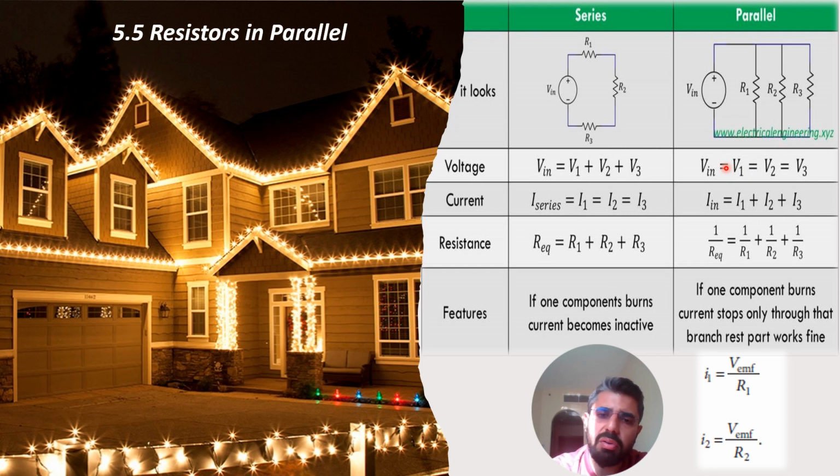What about the voltage? If you remember, in series, we add the values of the voltage. But in a parallel circuit, the voltage across the sections is the same everywhere. So the voltage across R1 is equal to the voltage across R2, is equal to the voltage across R3. So this is a small introduction for 5.5.